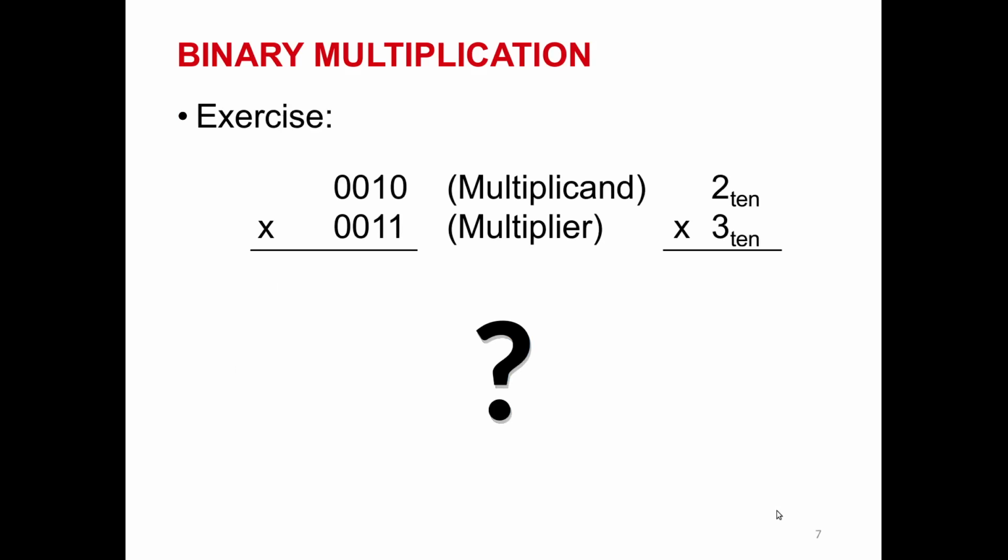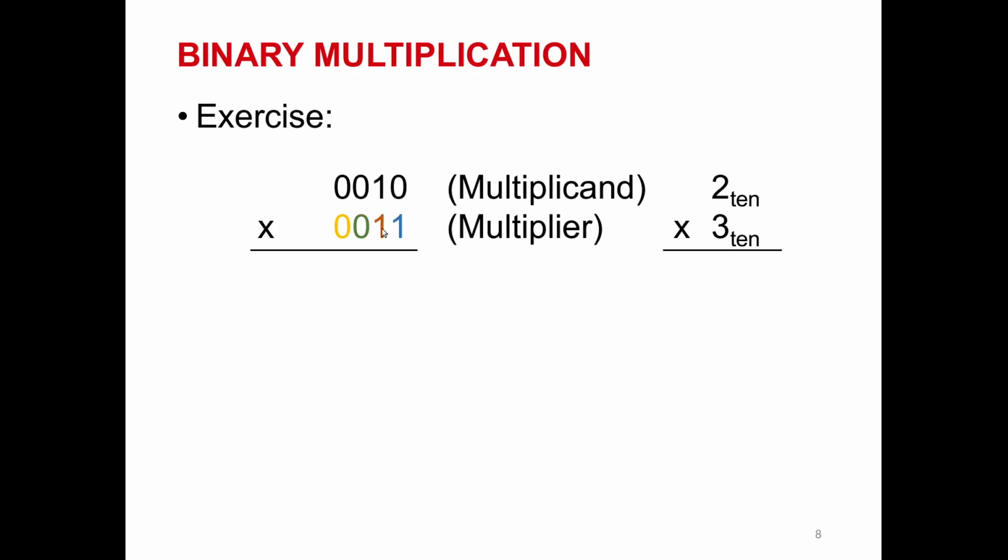Now we will go into another exercise, your exercise, but I will explain it here. You should do it yourself also. So here is the multiplicand, the number 2 in decimal. The multiplier is 3 in decimal, and the representations of these two numbers in binary are 0010 for 2 and 0011 for 3, and we need to know how we can multiply them together in binary. And here is the answer.